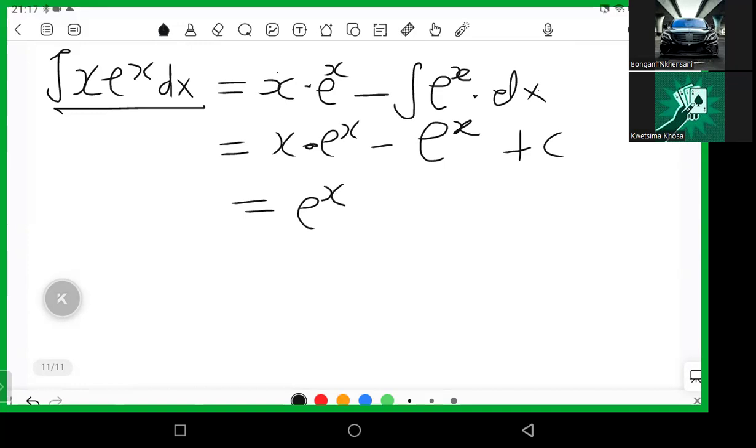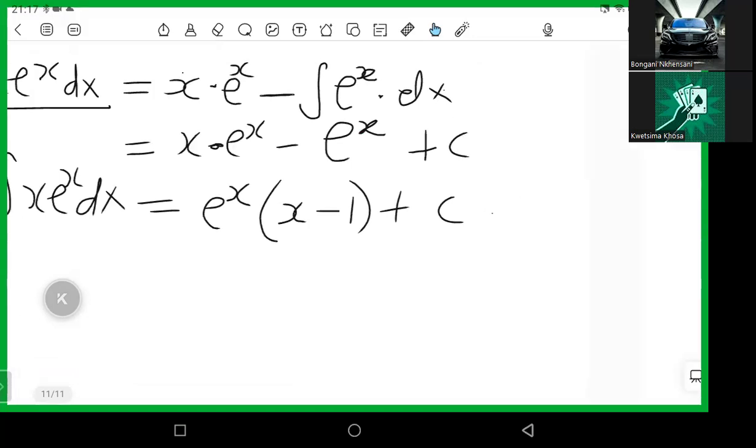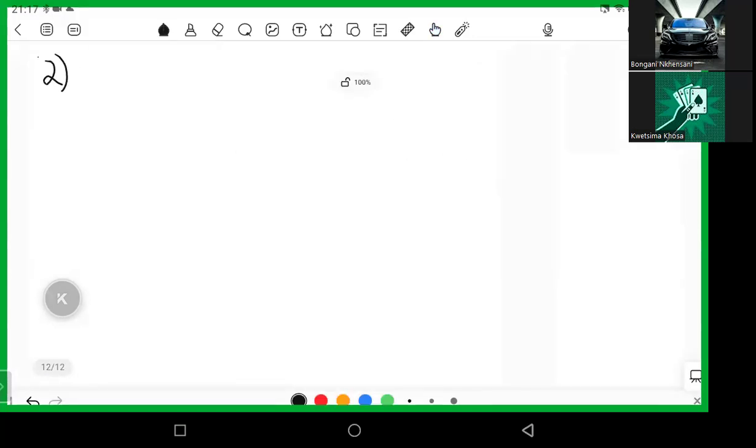We can as well take out e to exponent x as a common factor plus c for this question. Then let's go to another one. If you are having the integral of, let's say, e to exponent x times sine of x dx.